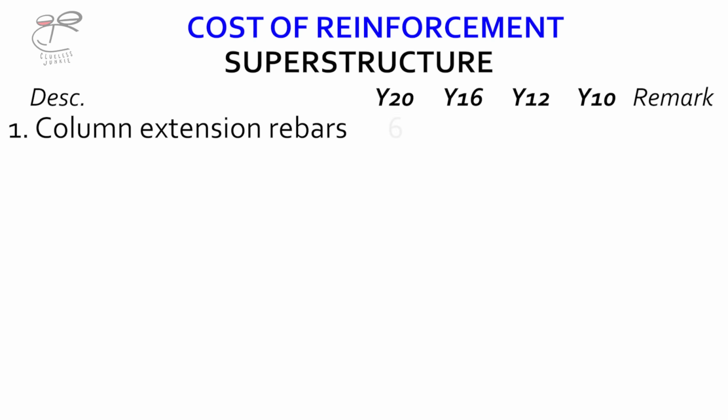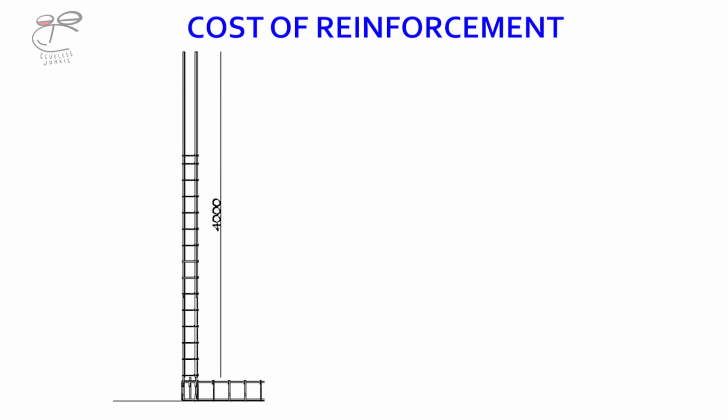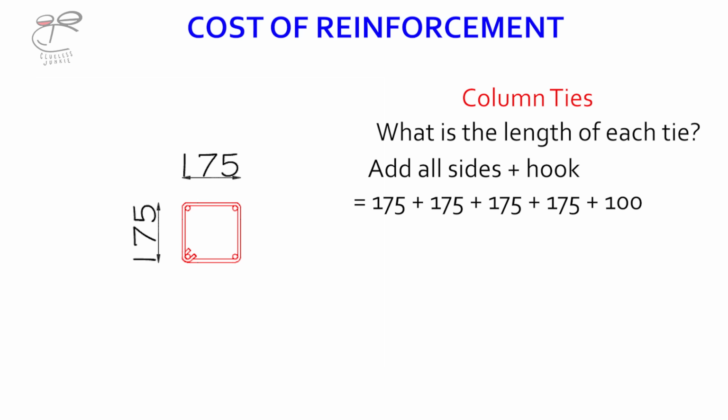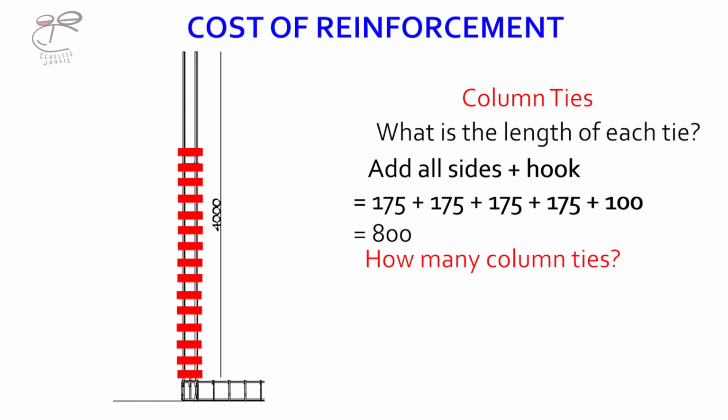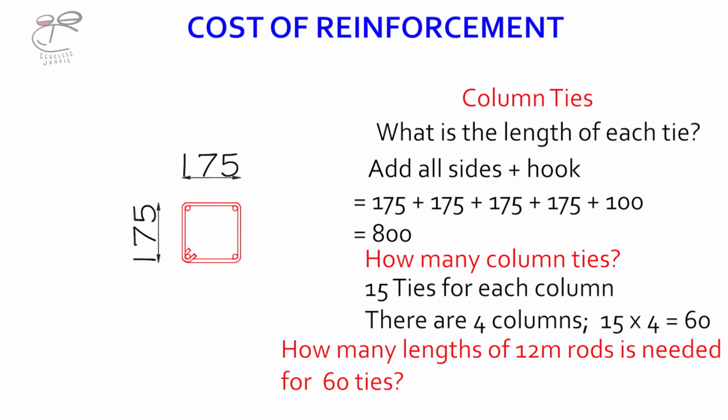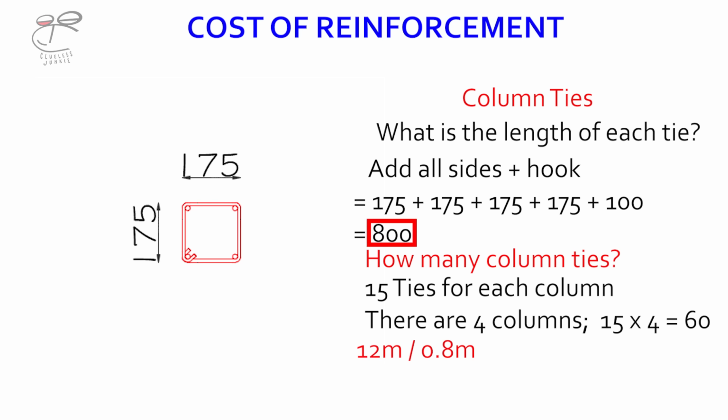And then for the column ties, we need to know the length of each tie, and from the section view of the tie we can deduce the size, and then we'll add all that together with hook, and that gives 800 millimeters. So how many ties are there on each column? We have 15 ties for each column, and there are 4 columns, so 15 multiplied by 4 is 60, and then 12 meter divided by 0.8 is 15 pieces of ties from one length of iron. So if we do 60 divided by 15 pieces, that's 4 lengths of 12 meter rod. Go to the list and specify that under the type of reinforcement.